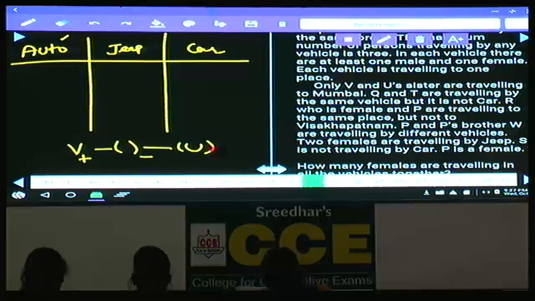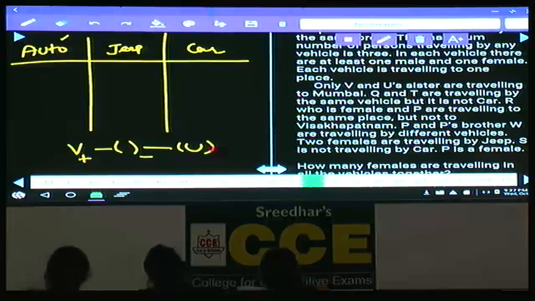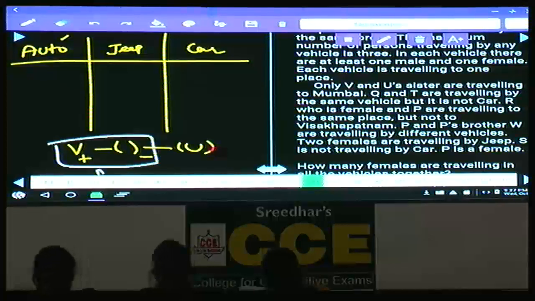Only V and U's sister are traveling, and U's sister is a female, and only these 2 persons are traveling by one vehicle, isn't it? That means 1 male and 1 female. These 2 persons are traveling to which place? These 2 persons are traveling to Mumbai. Whether they are traveling by auto, jeep or car is not known.